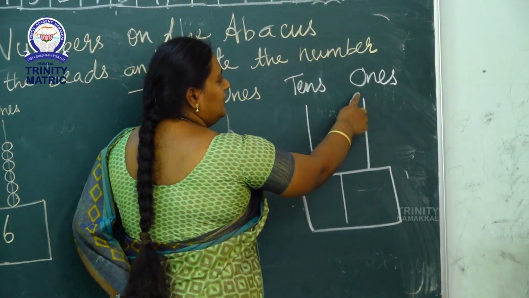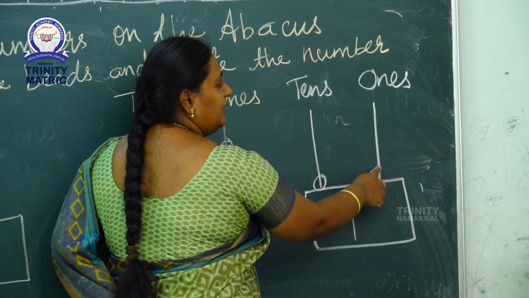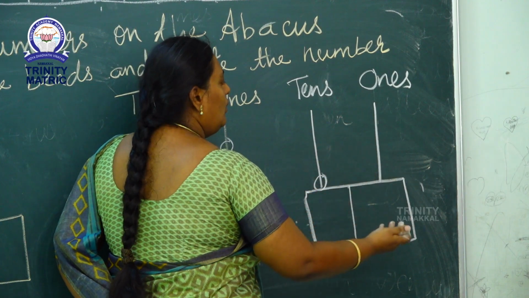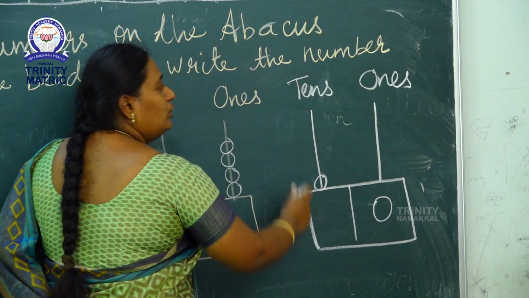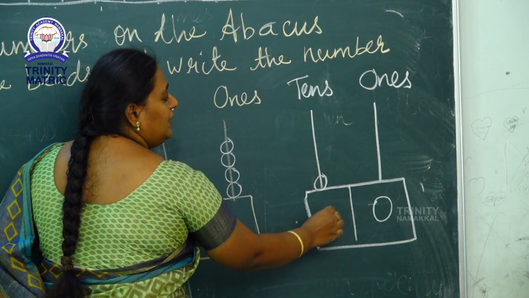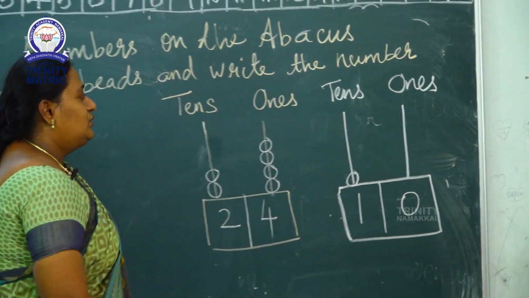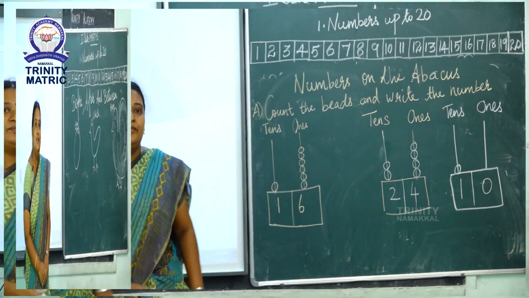And again another sum. Count the beads here in the ones place. There are no beads. So you have to put 0. Count the tens. We have only one bead. You write 1. So total number is 10.